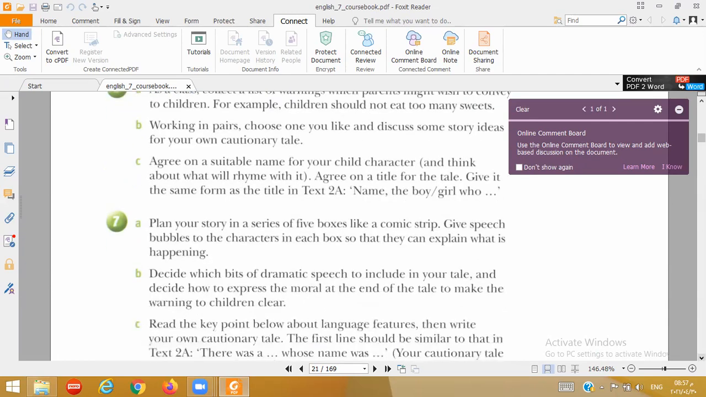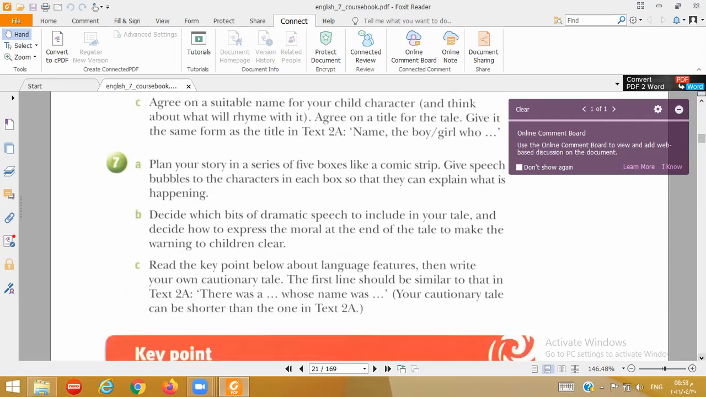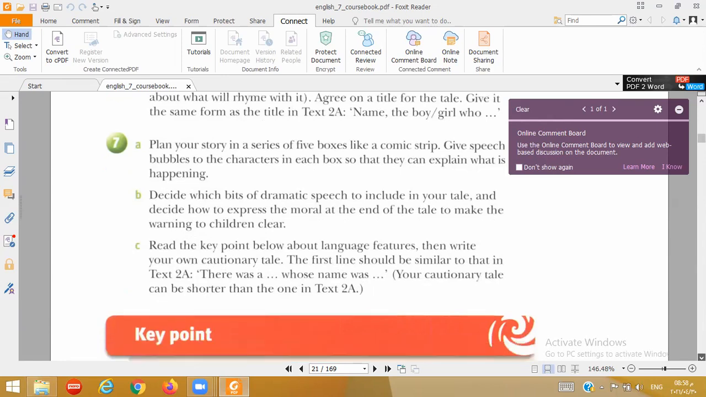All right, can I ask you a question? Where will we find the record? I will send it. I'll give you the link. Plan your story in a series of 5 boxes like a comic strip. Add speech bubbles to the characters. Now, all these are activities.